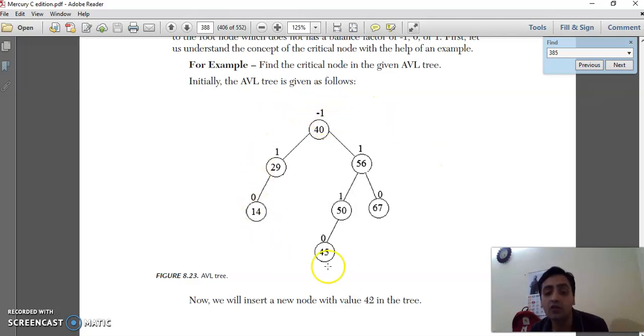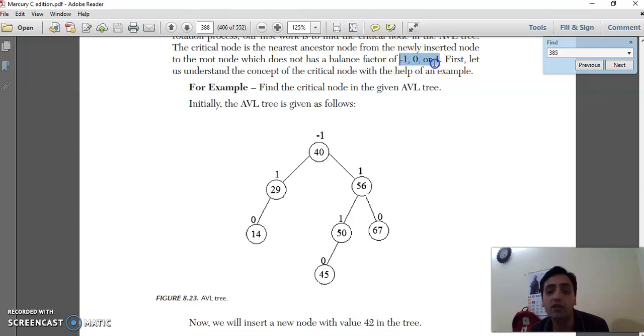Okay, so as of now, when we have calculated the balance factor of each and every node, we realize that the balance factor of each and every node is lying in this range, that is from -1 to +1. That's why this tree is balanced and we need not balance it.